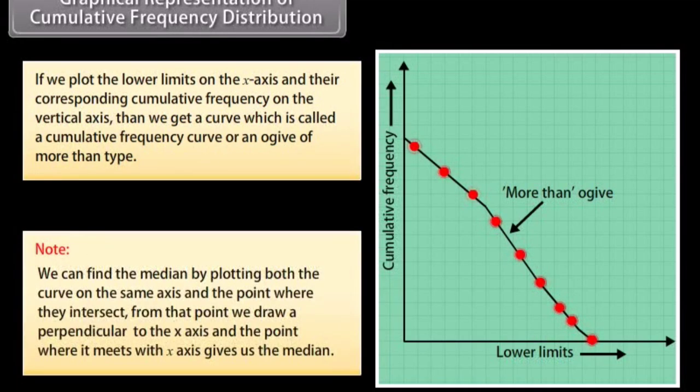Note: we can find the median by plotting both the curves on the same axis and finding the point where they intersect. From that point, we draw a perpendicular to the x-axis, and the point where it meets the x-axis gives us the median.